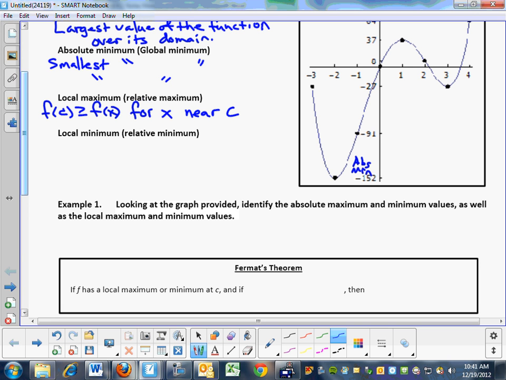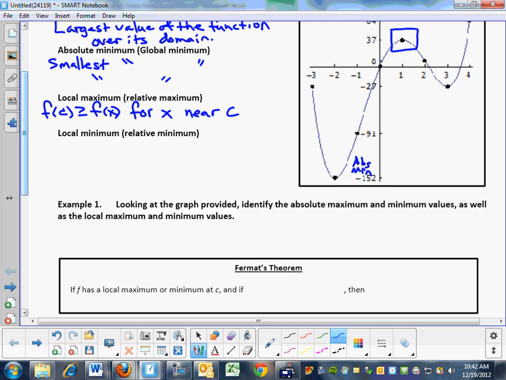So let's suppose for a second, let's look at 1. Let's say 1 is that c value. If I plug 1 into the function, my output is 37. Would you agree that for the immediate region surrounding 1, 37 is the largest value? Now, the question is, what is that immediate region? Well, you could define it really infinitely small if you wanted to. It doesn't have to be within 1 unit or 2 units. Really, the idea is you can look at the graph and identify that's going to be a local max.